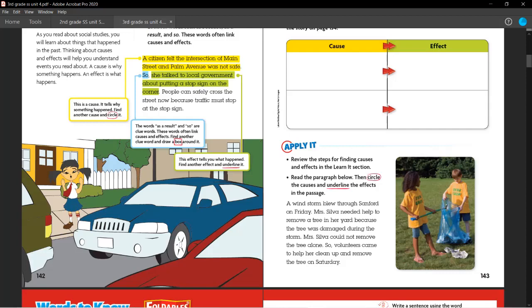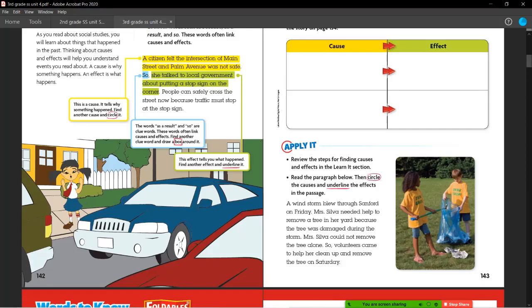A windstorm blew through Sanford on Friday. Mrs. Silva needs help to remove a tree in her yard because the tree was damaged during the storm. Mrs. Silva could not remove the tree alone, so volunteers came to help her clean up and remove the tree on Saturday. So we've got 2 causes and 2 effects that we're looking at here.